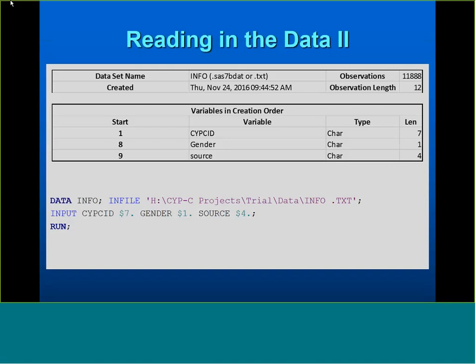And then you'll notice behind each variable I have some numbers and characters. There it puts a $7 dot. And that $7 dot behind CYPC says, read this in as a character variable. The $ represents characters in SAS. It says read this in as a character variable that's 7 characters in length. And then it reads in gender, and it says read in gender that's 1 character in length, and source as a 4-character variable. And you'll notice that I got the type of the variable right there out of the proc contents, and I got the length of the variables as well from the proc contents.